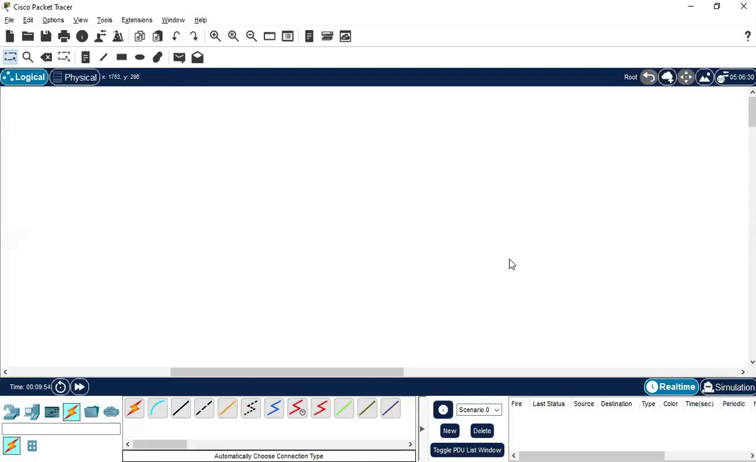Hello everyone. Today we are going to discuss DHCP configuration. First, let us have a quick recap of the introduction to DHCP. What is meant by DHCP? It stands for Dynamic Host Configuration Protocol.